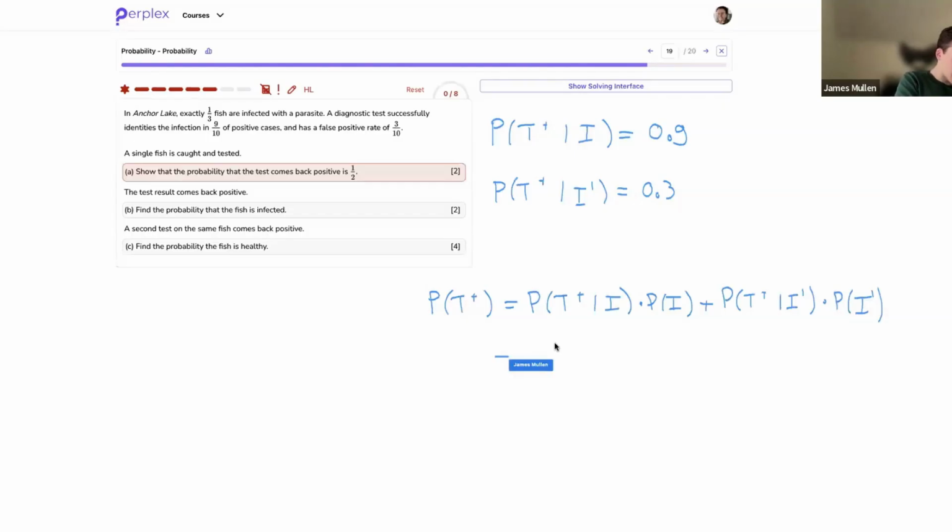Okay, so let's calculate each of those. I know the first one is 0.9 times the probability the fish is infected, which is 1 in 3. And then the probability of a false positive is 0.3, and the probability of a fish being healthy, not infected, is 2 out of 3. So this is times 2 out of 3. This comes out to 0.9 times 1 over 3 is 0.3. And then 0.3 times 2 over 3 is going to be 0.2. And that comes out to 0.5 or 1 over 2. So that's part A.